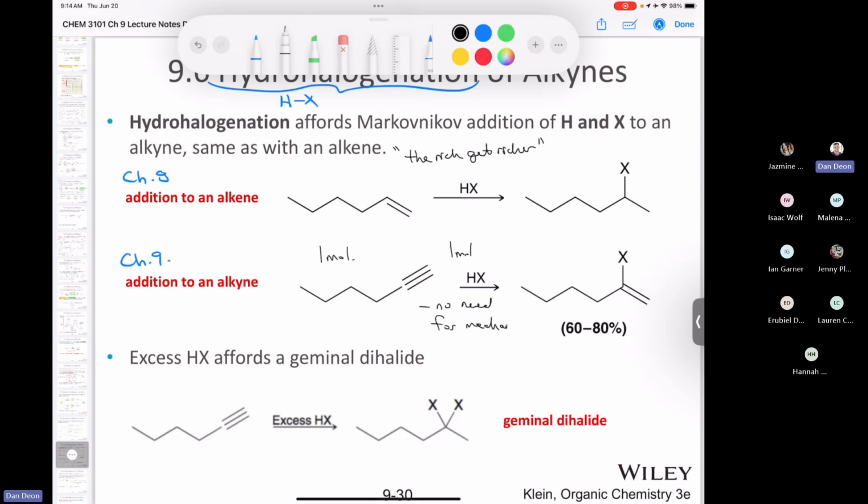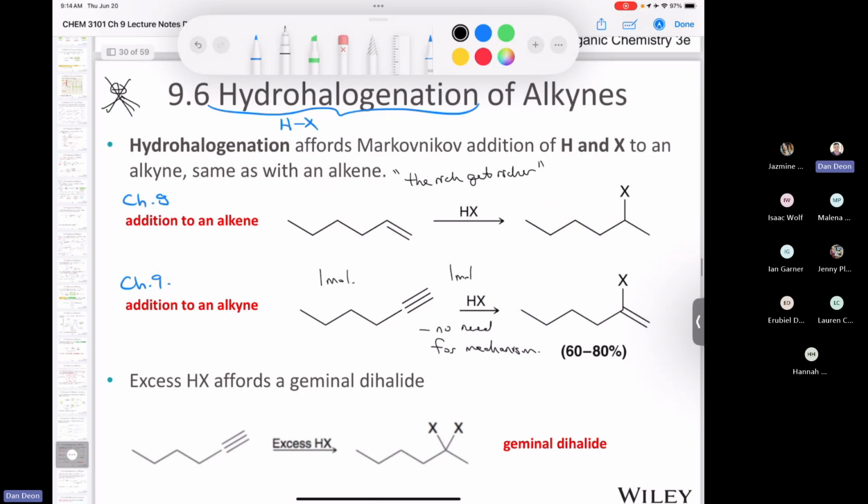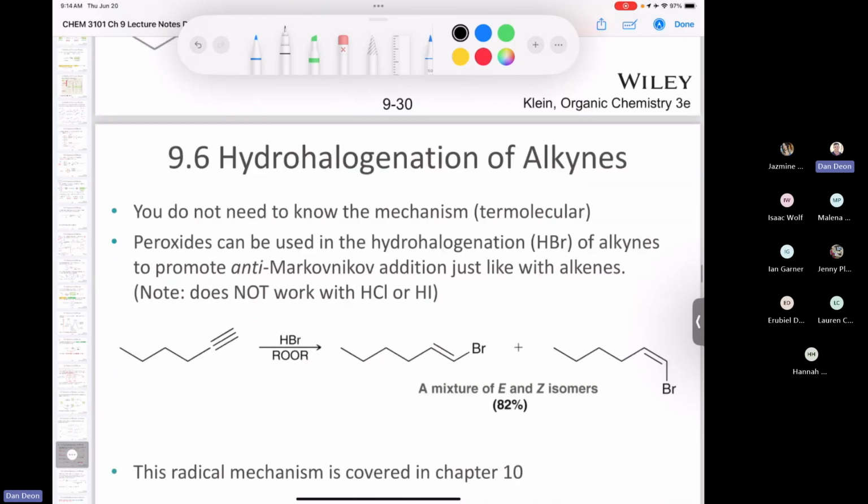Okay, and the textbook goes into a little bit of detail as to the rationale as to why you do not need to know the mechanism, but it's because it's actually a termolecular mechanism. So you guys remember first order and second order? It's actually a third order mechanism. And the reason it is a termolecular mechanism is because that way you avoid forming a vinylic carbocation like this. So that is a big no-no in organic chemistry. So again, just the take-home message is it's a Markovnikov addition, and you won't be asked to draw a mechanism.